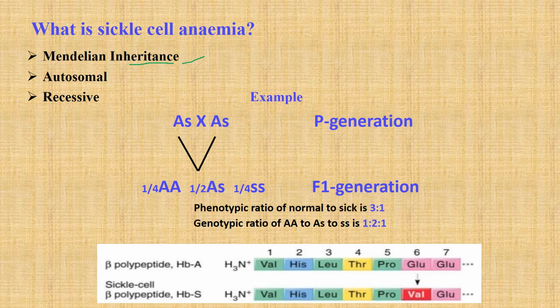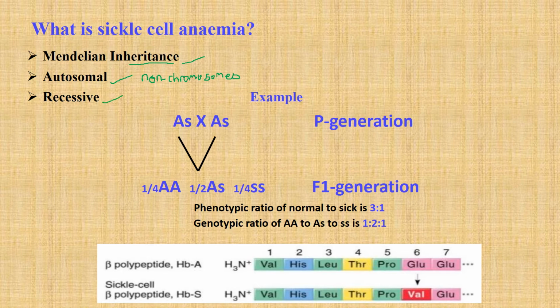It is an autosomal inheritance. That means that it is carried on the non-sex chromosomes. Which means that gender, whether you are male or female, does not affect the distribution of this inheritance. Whether you are male or female, you have an equal chance of inheriting this disease.